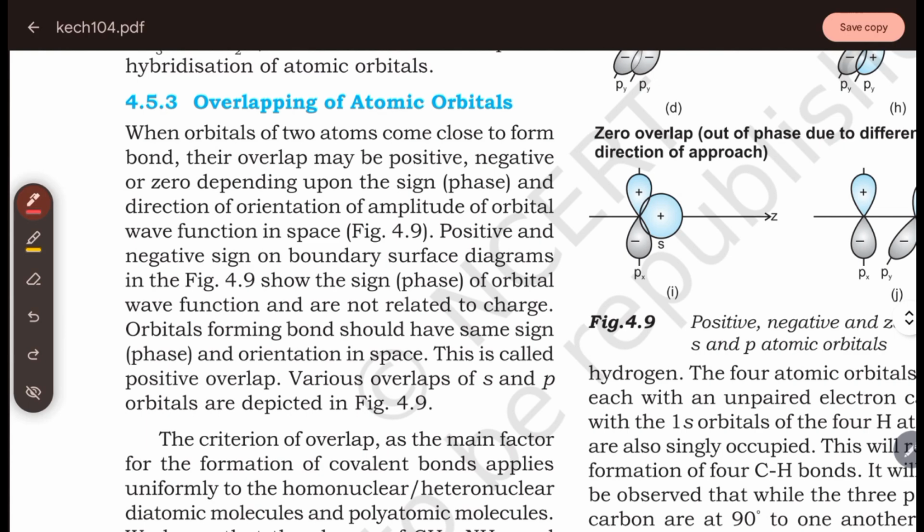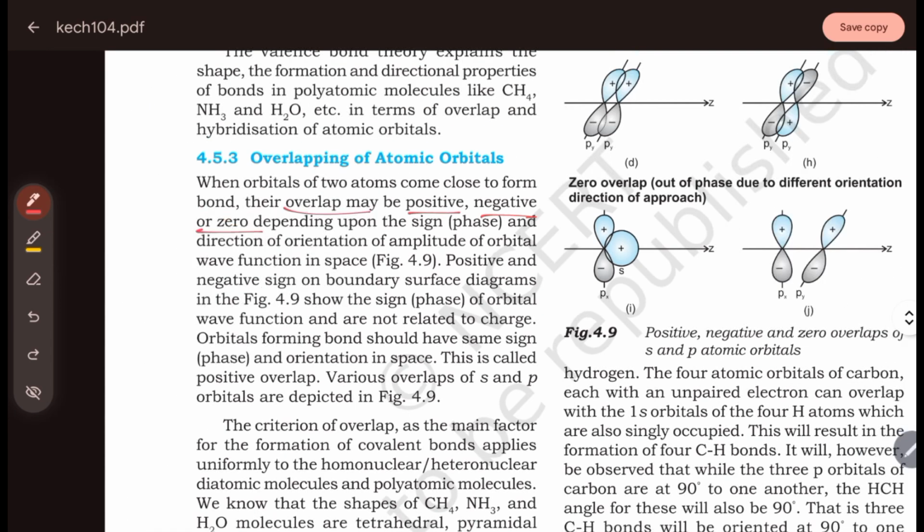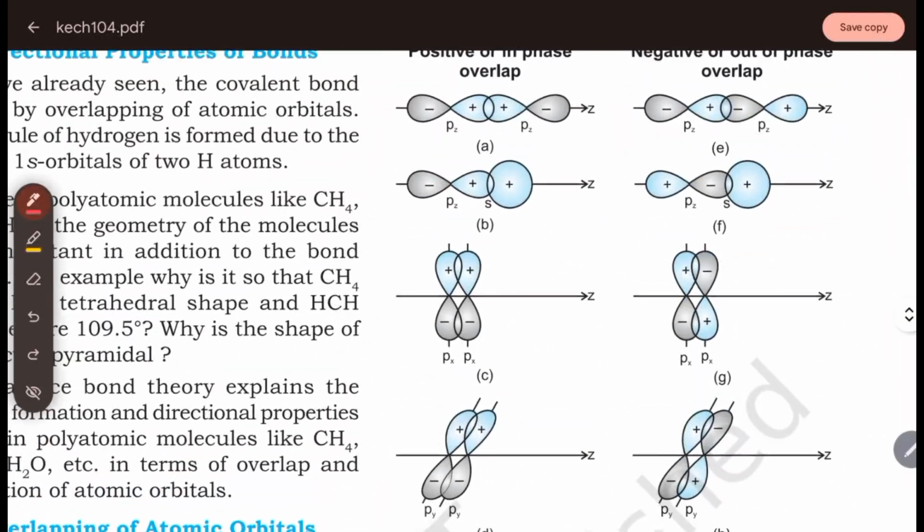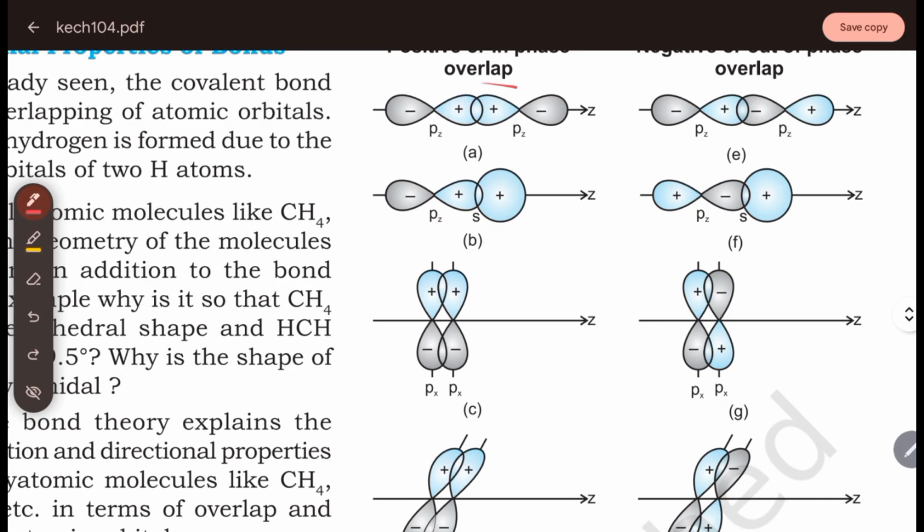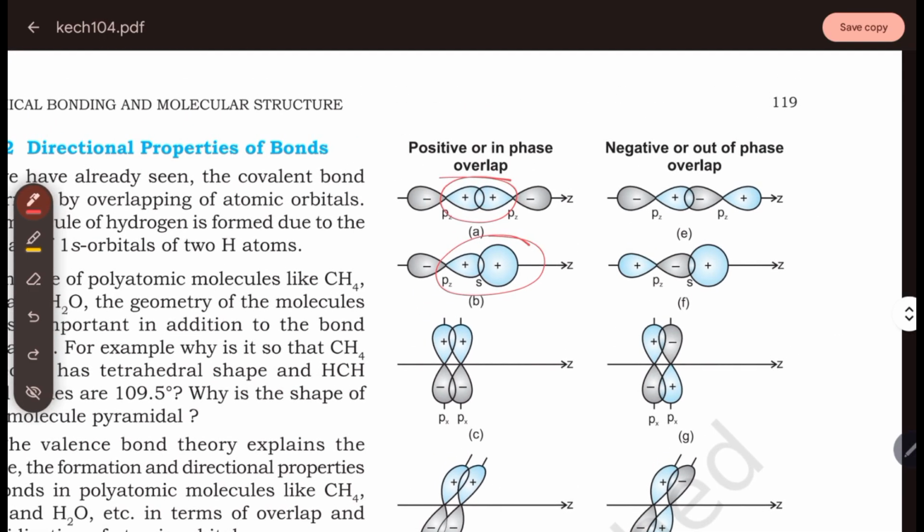How does it occur? It can occur in a positive, negative, or zero manner. That means the overlap may be positive. What is a positive overlap? When the atomic orbitals have the same symmetry, they are in phase. When they have the same sign, they have the same symmetry, and they are known as being in phase. Such an overlap is known as a positive overlap or in-phase overlap.